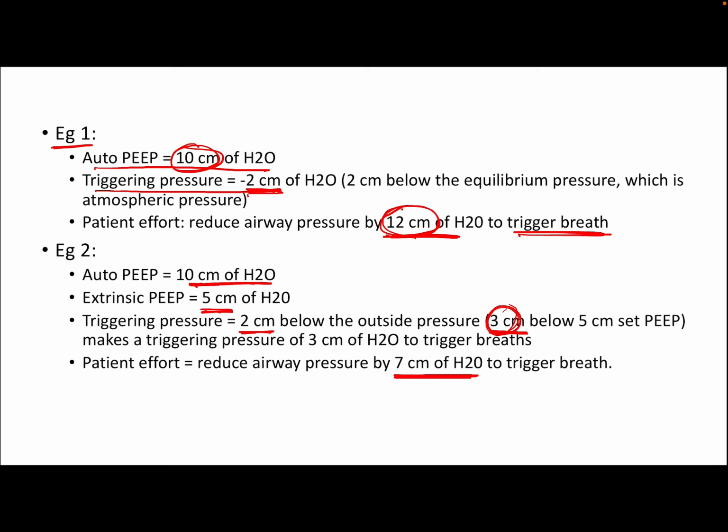So you can very clearly see how the work of breathing has reduced for the patient. So this is basically how an extrinsic PEEP helps reduce the work of breathing and dyssynchrony in COPD patients. I hope that was clear.